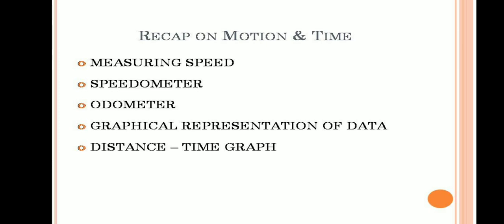Now draw lines parallel to the x-axis and y-axis. Mark the points where these lines intersect on the graph. Now join all the points of intersection and obtain a straight line graph. If the distance time graph is a straight line, then the object is moving at a constant speed. If it is parallel to the time axis, then it is a stationary object. If the distance time graph is a curved shape, then it is non-uniform speed.